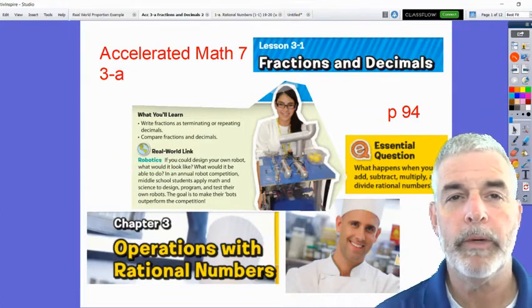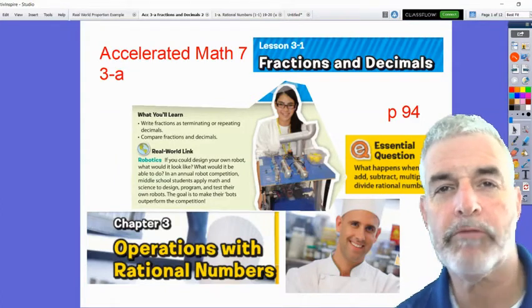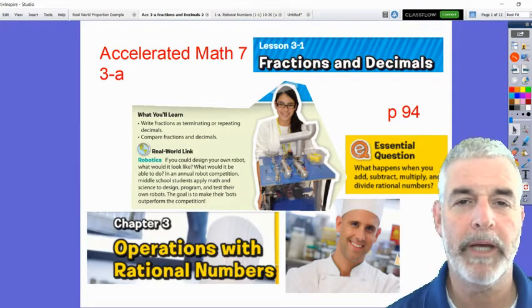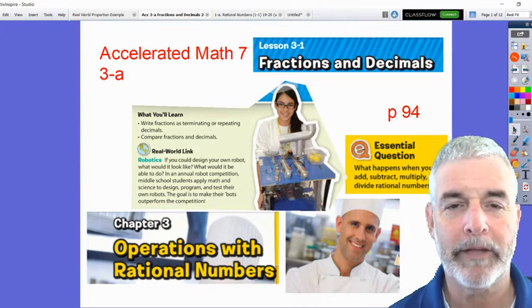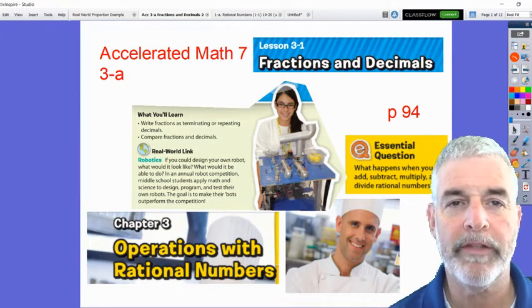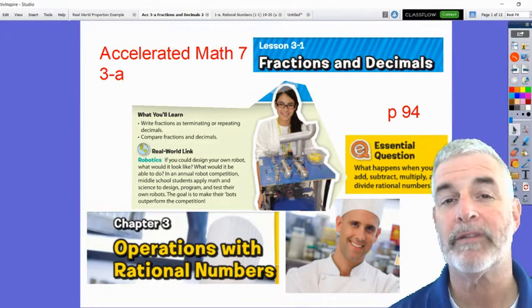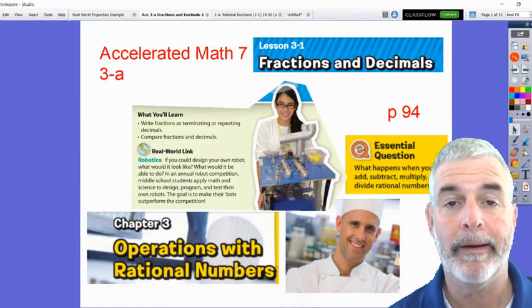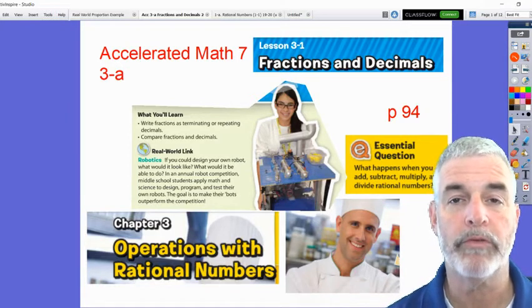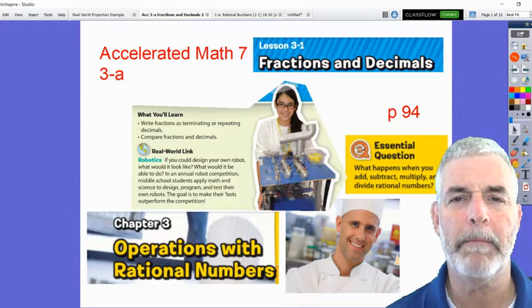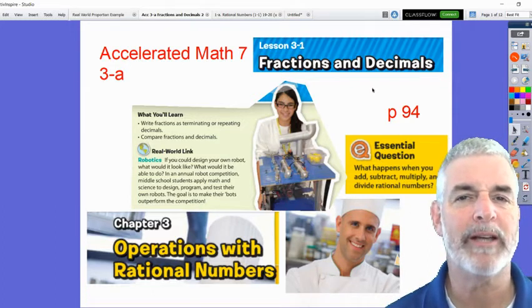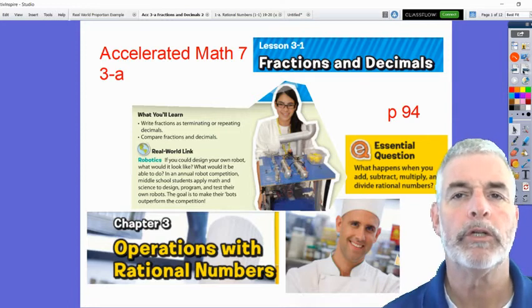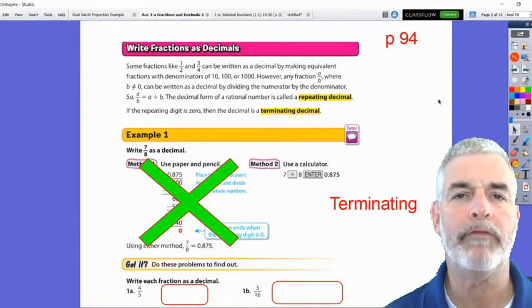Hey, Mr. Riley here with the start of Unit 3, which is going to be operations with rational numbers. Talk about that a little bit in the next topic. We're going to start with a discussion of fractions and decimals and how we can equate those two things. So this should be mostly review, I think, in looking at fraction and decimal equivalents. We start on page 94.